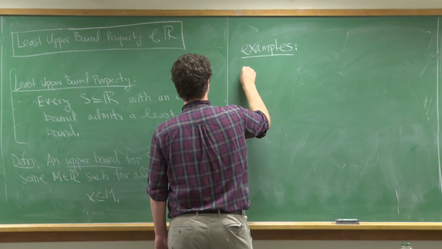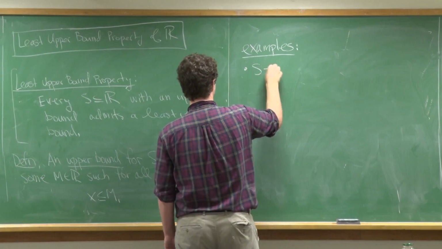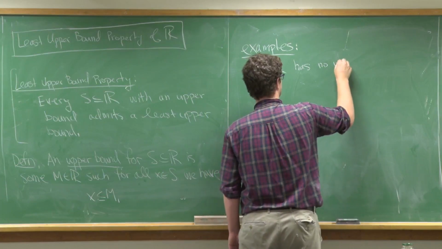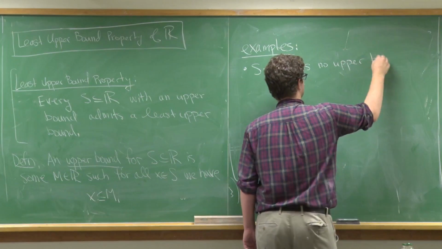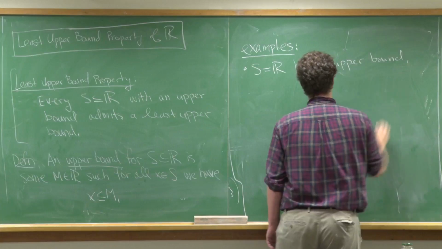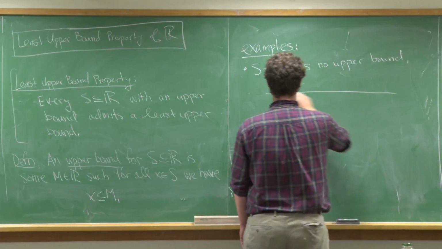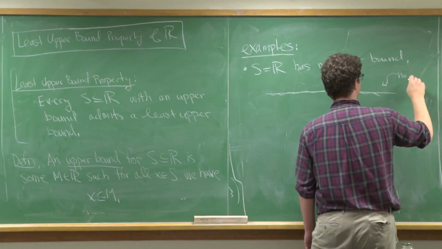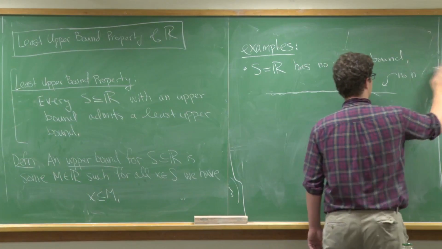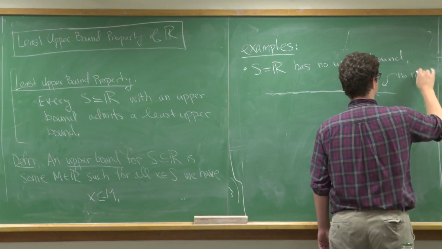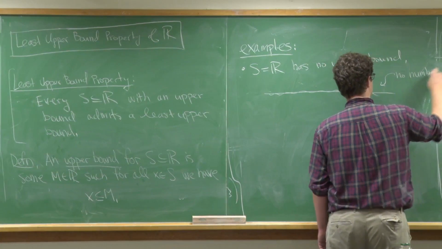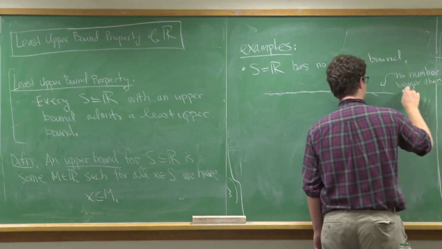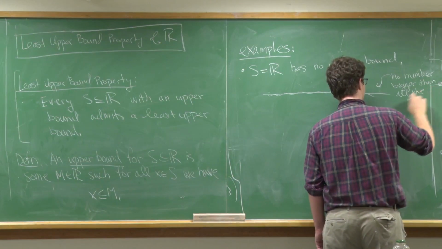Okay? So if S is equal to the real numbers, this has no upper bound. Here we have the whole thing, and there's no largest number. There's no number bigger than all the other numbers.